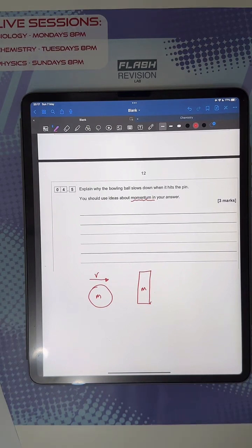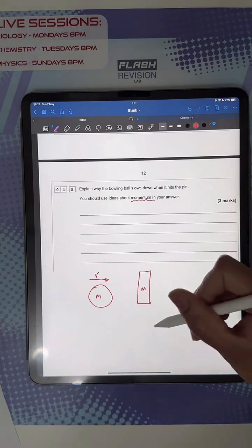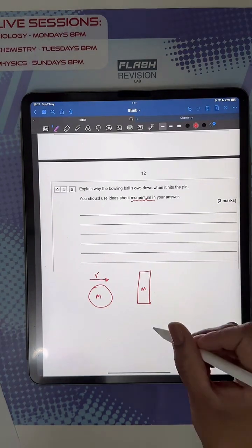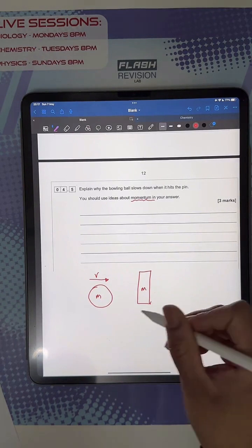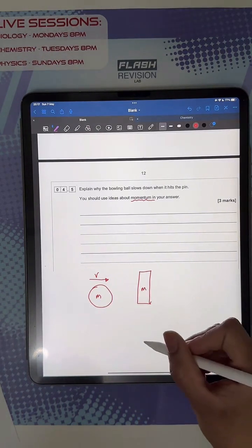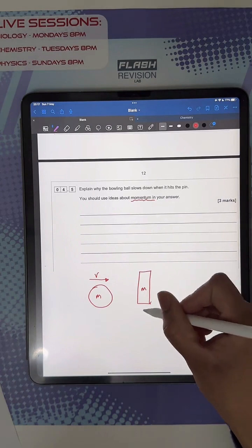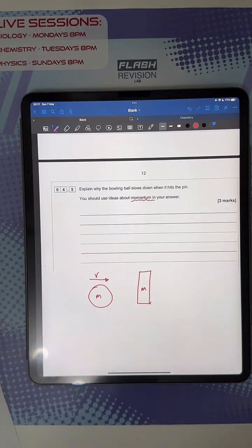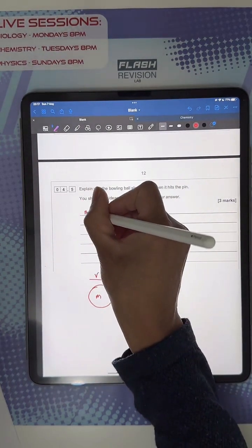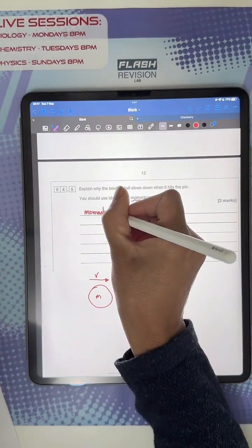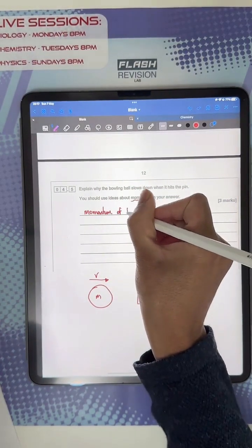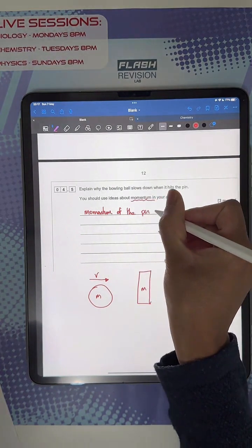Momentum is transferred. Yes, good. Momentum is transferred to the pin. So the pin is going to increase in momentum, right? At the start, the pin has no momentum, but when the ball hits the pin, it's going to gain momentum because the pin's going to move. So 1 mark is to say that momentum of the pin increases.